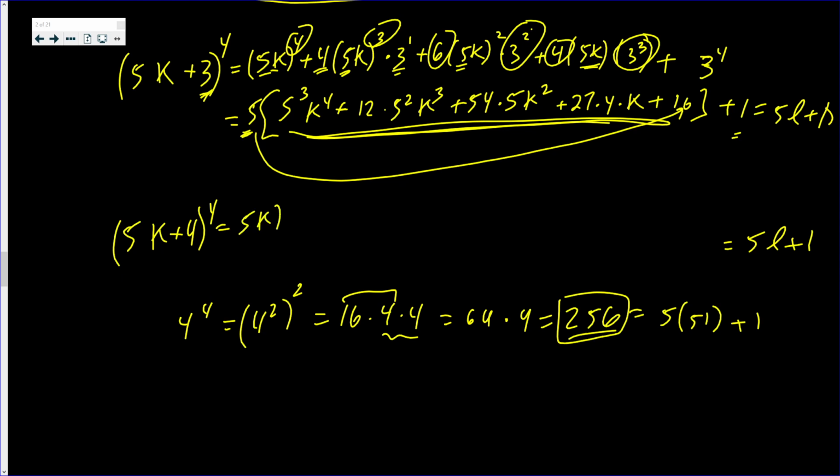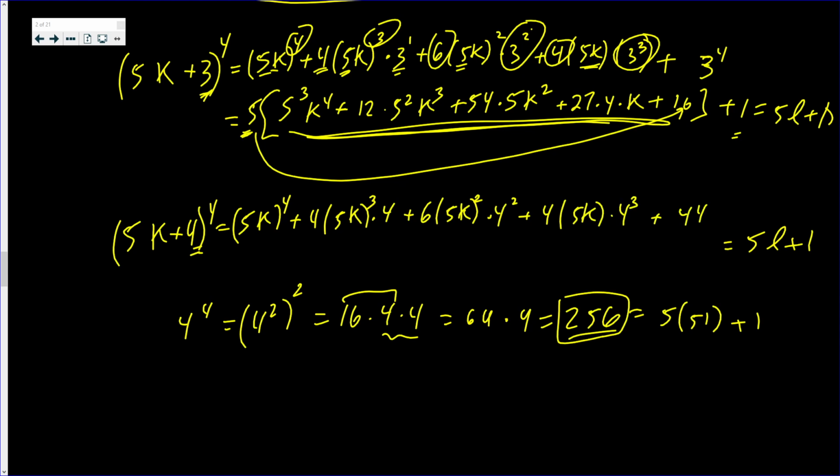You're going to have 5k to the 4th plus Pascal's number 5k cubed times coincidentally a 4 to the 1 plus 6 Pascal's number times 5k squared times 4 squared plus Pascal's number times 5k times 4 cubed plus 4 to the 4th, which is 256, which is a multiple of 5 plus 1.